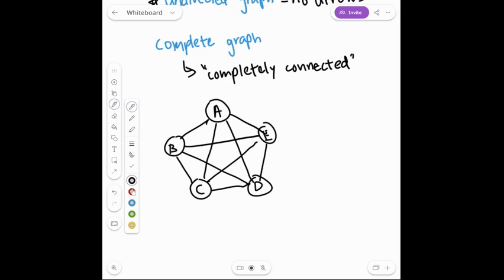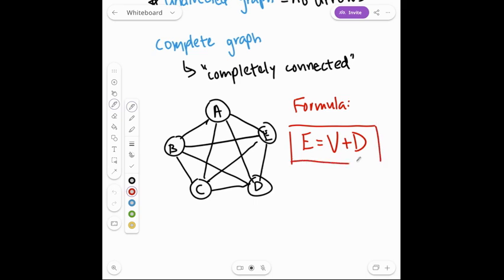For a complete graph, we have the following formula. The number of edges equals the number of vertices plus the number of diagonals. Here in this pentagon, we see there are five vertices, A, B, C, D, and E, and there are five diagonals, 1, 2, 3, 4, 5. Therefore, there are 10 edges.